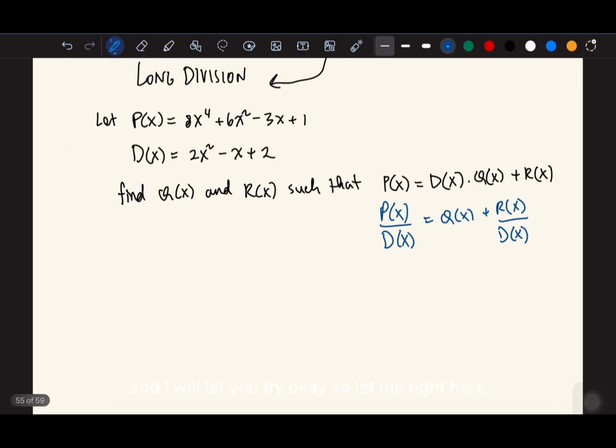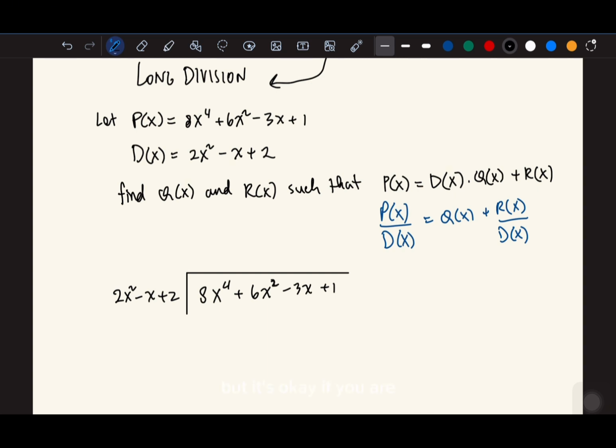And I will let you try. Okay, so let me write the first step. Write all, okay, and this will be 2x squared minus x plus 2. If you are not really familiar with the method, and you see that it says power 4 and then suddenly power 2, you don't have the cube, right? If you want to practice, you can add the x cubed but with 0. Just to let you know that we actually have x cubed, but it's 0.